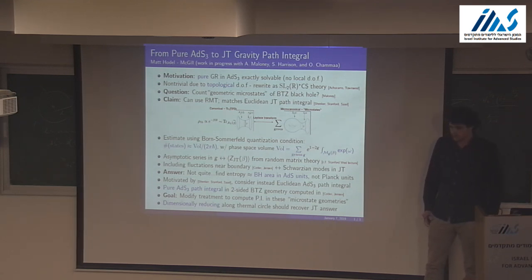But anyway, motivated by this work in progress by Saad, Shenker, and Stanford, we can instead consider the Euclidean AdS3 gravity path integral, the pure gravity path integral. So that would correspond to reintroducing the Euclidean time coordinate. So this path integral was already computed in the two-sided BTZ geometry in a recent paper by Cotler and Jensen. And our current goal is to modify this treatment to apply to these microstate geometries. And importantly, we want to include this asymptotic series in genus. And finally, dimensionally reducing along the Euclidean time direction should exactly reproduce the Jackiw-Teitelboim answer. That's all. Thanks.